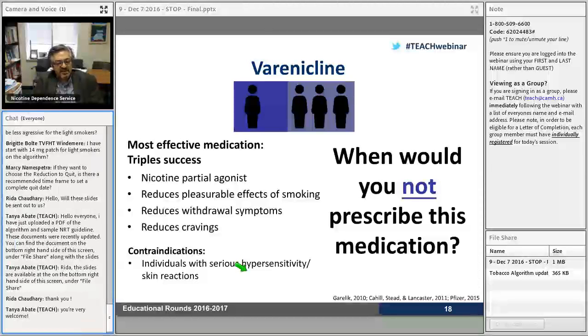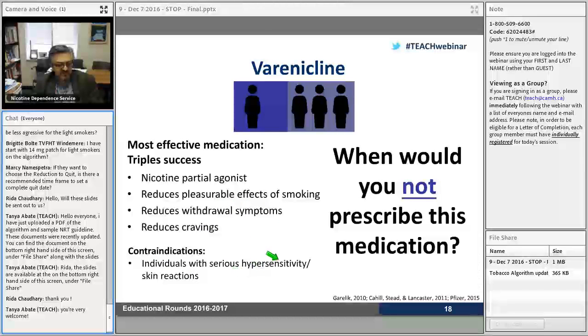Varenicline, again, is the most effective medication on the market right now. It triples the success rate. It attaches itself to the nicotinic receptors in the brain and is a partial agonist, which means it doesn't fully activate it like nicotine does, but enough to block the receptor and keep the person out of withdrawal. And should people smoke on it, what they will report to you is that the cigarette tastes flat or they don't enjoy them anymore, they can't finish their cigarettes. They'll also tell you that they're not in withdrawal as much, and certainly it reduces the cravings over time.